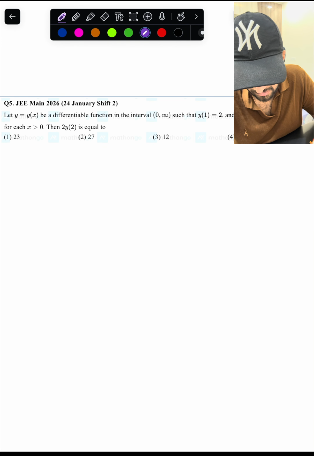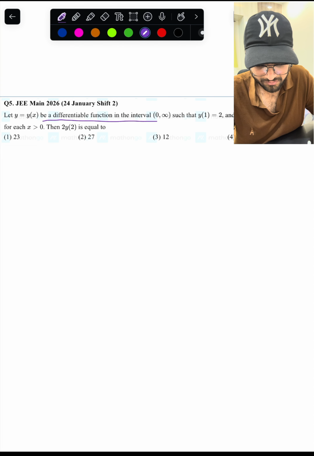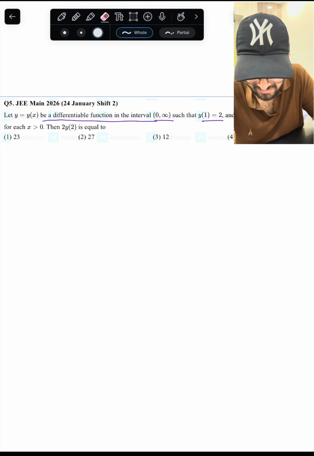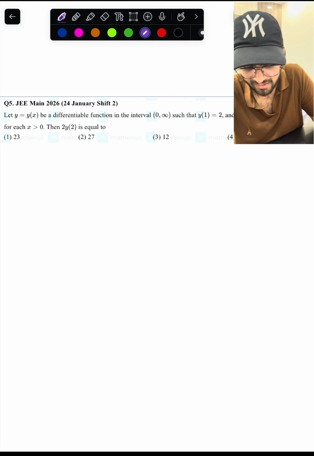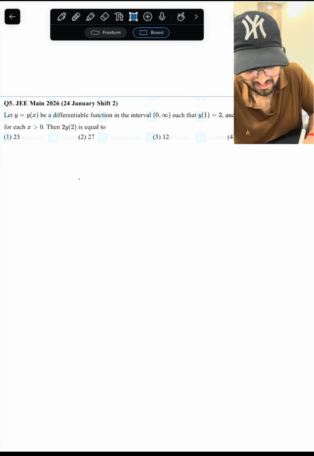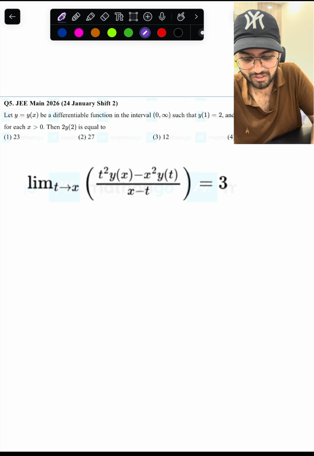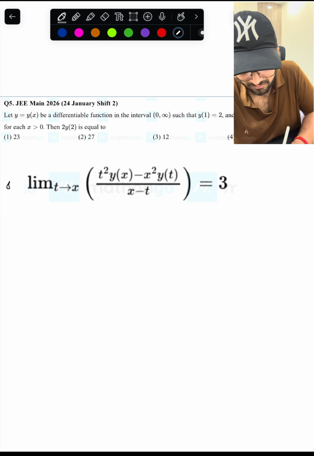What is given? y equals y of x is a differentiable function in the interval 0 to infinity. y of 1 is 2. Yeah, so this is a new question, a limit question, right? So let's see this expression. It is also very easy. So whenever a limit question is there, always try to check the form first, okay?